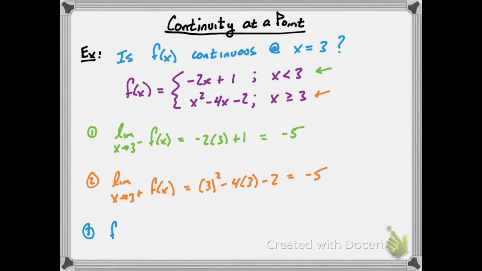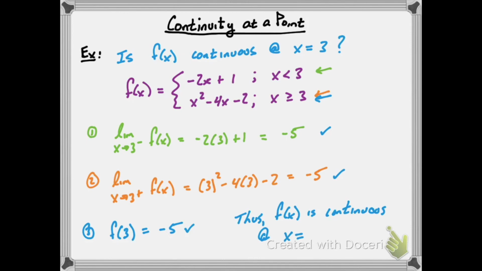And lastly, for continuity, we need to find f of 3, which is also going to be plugged into the bottom function, still giving us negative 5. That means that our function is continuous because the limit from the left is equal to the limit from the right, which is equal to the function value. And we say f of x is continuous at x equals 3.